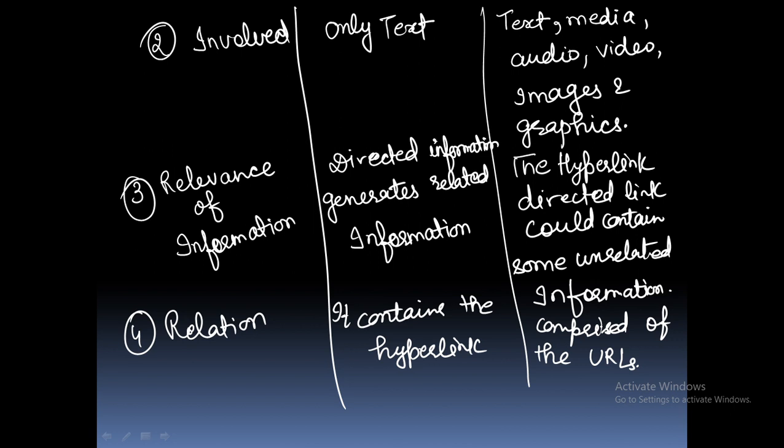And in fourth point, basis for comparison, that is relation. What is the relation? Hypertext contains the relation with hyperlink, but on the other side hyperlink create the relation with URLs. This is the difference between hypertext and hyperlink.